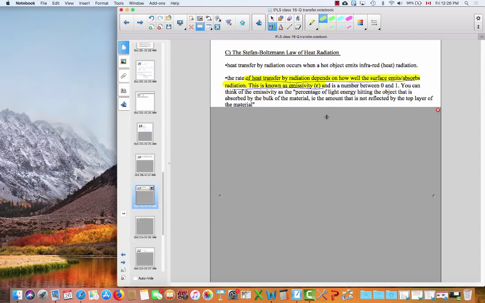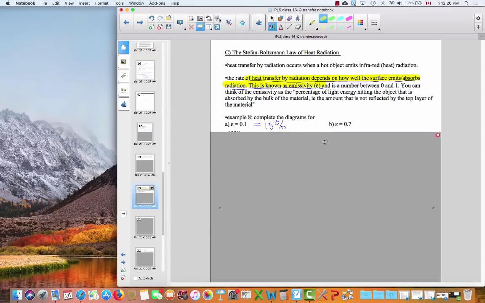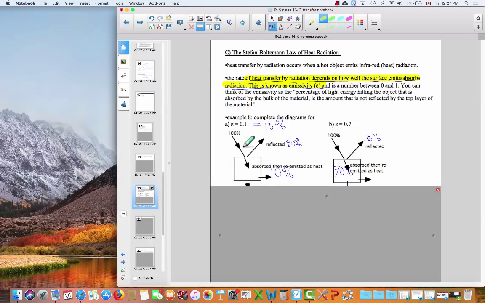And so the emissivity is how much of the energy that hits the object actually gets absorbed into the inside and heats the object up. So if you had a 10% emissivity, that would mean that of the radiation hitting the object, only 10% actually warms up the interior. The other 90% just reflects off the surface. By contrast, a 0.7 or 70% emissivity object is absorbing 70% of the incident radiation and only reflecting 30%.